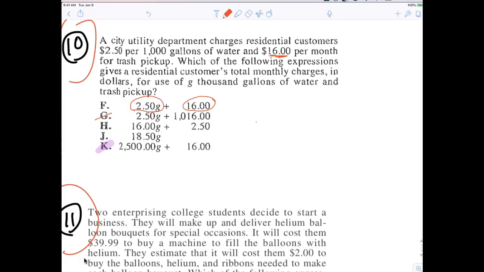That's exactly right. So your monthly bill will have a $16 charge for the garbage, and then depending upon how many 1,000 gallons you use, it's going to be that. Is everybody with me? That's why the correct answer was F. If you're able to figure that out, give yourself a little pat on the back. That was pretty good, guys.